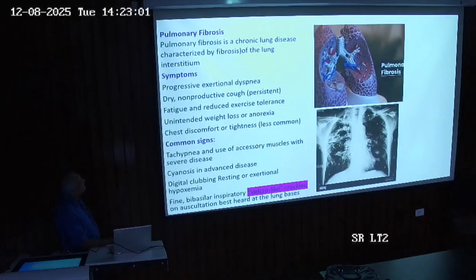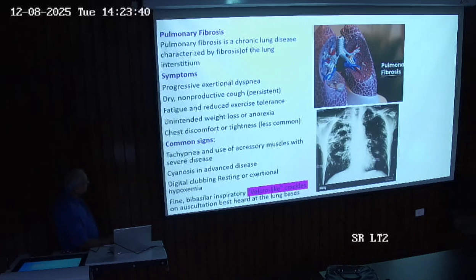And these are the findings of pulmonary fibrosis. It's a chronic lung disease characterized by fibrosis of the lung interstitium. You can see here there is pulmonary fibrosis, and on this side it is cavitation plus fibrosis. So there is a shrinkage of the lung volume leading to progressive exertional dyspnea, dry non-productive cough which can be persistent, fatigue, reduced exercise tolerance, unintended weight loss or anorexia, chest discomfort or tightness.